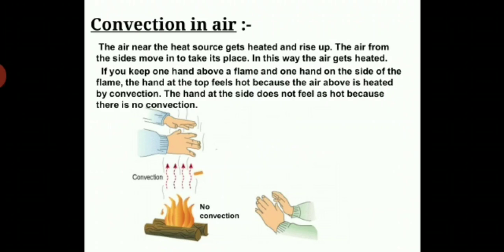So if you keep your hand on the top of the flame, you will feel the heat because heat is transferred to your hand through convection, but on the side you will not feel that hot because there is no convection. So this is how you can prove heat is transferred in air through convection. You just have to go through these concepts again and try to understand how this convection process takes place.